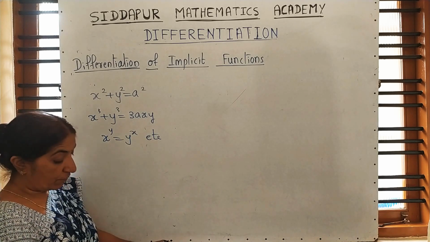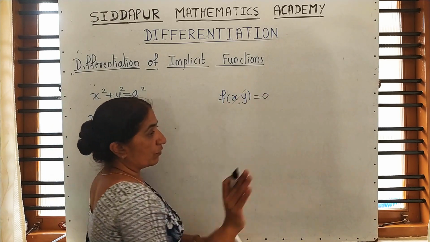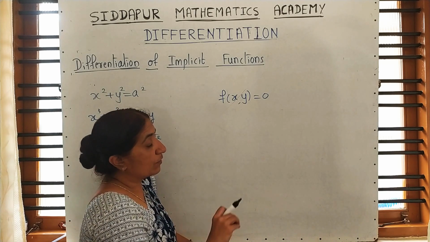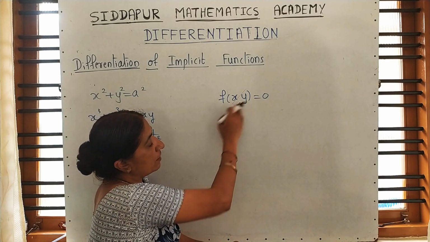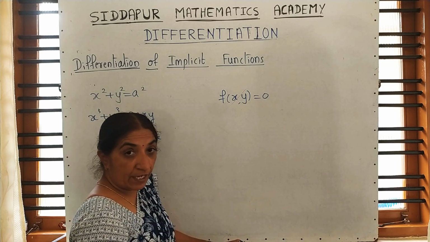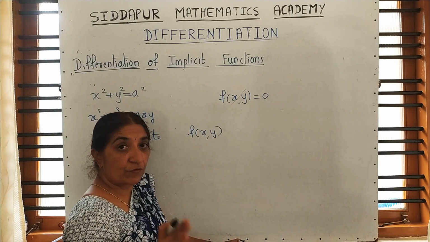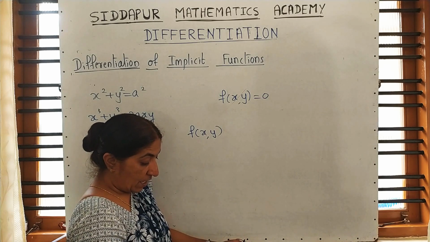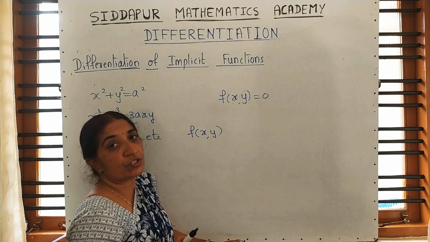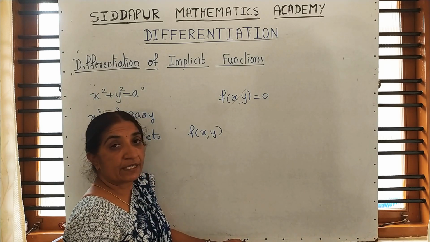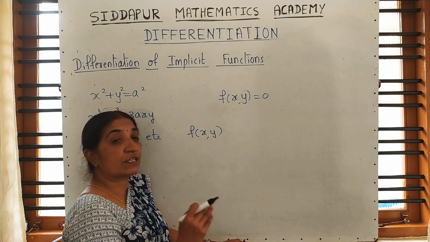Generally the implicit functions are given by f of x comma y is equal to 0, where f of x comma y is a function of two variables x and y, and generally it involves x and y. Now the question arises, how to differentiate this? To find the derivative of these implicit functions, we have to differentiate each side with respect to x.